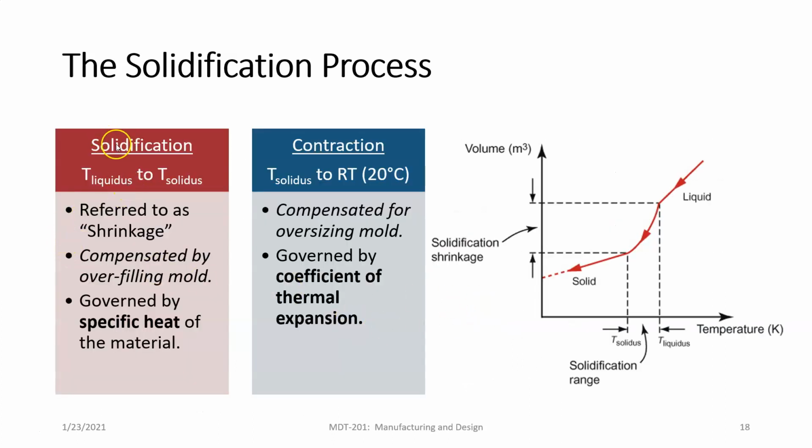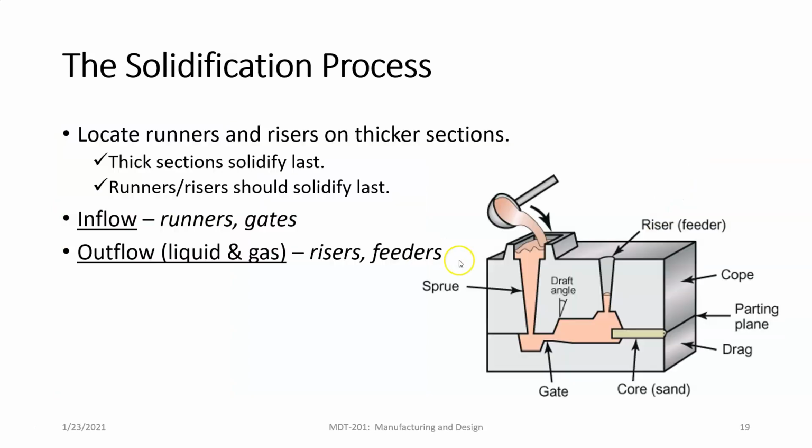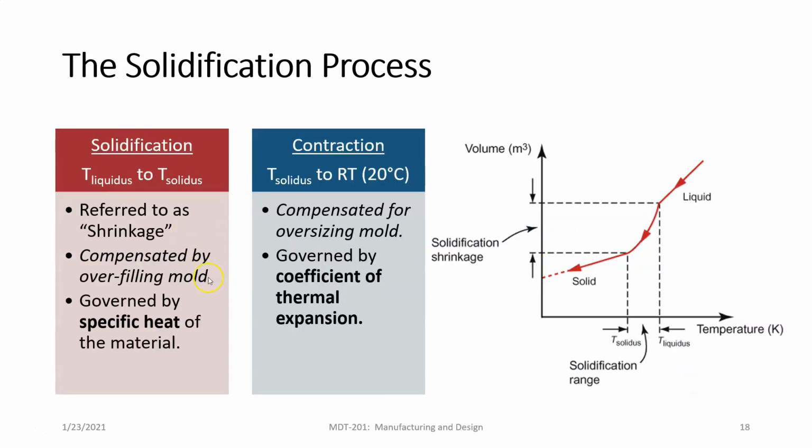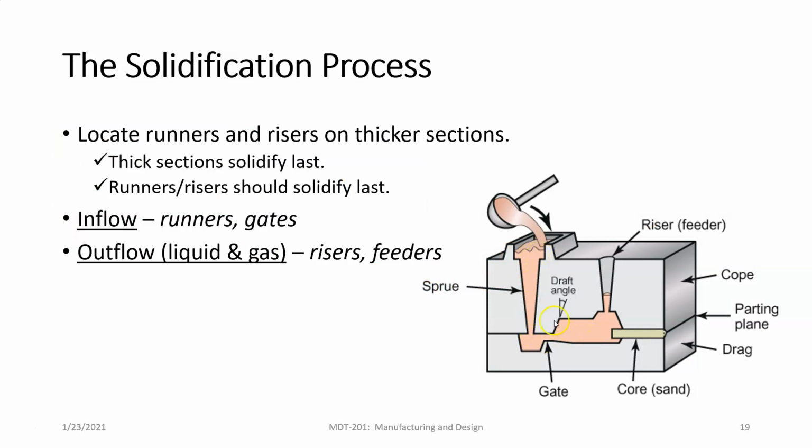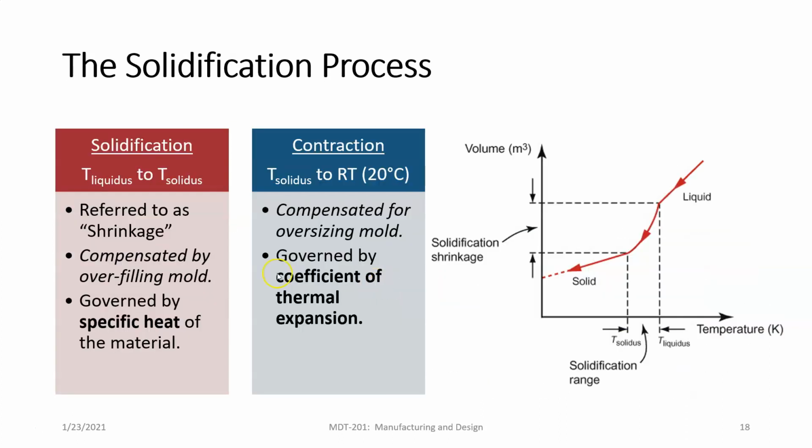So this is called the solidification range, and it is this period right in here. It's this area right here. And this is referred to as shrinkage. It's compensated by overfilling the mold, right? So how do we compensate that? We want parts that are going to be accurate in size and shape. So what happens is we overfill the mold. We fill it so that there's a little bit of extra reservoir, and we can see that right here. This area right here is where we overfill the mold. So as it shrinks, it draws this down, right? So it continues to feed the mold while it's shrinking. And this is governed by the specific heat of the material.